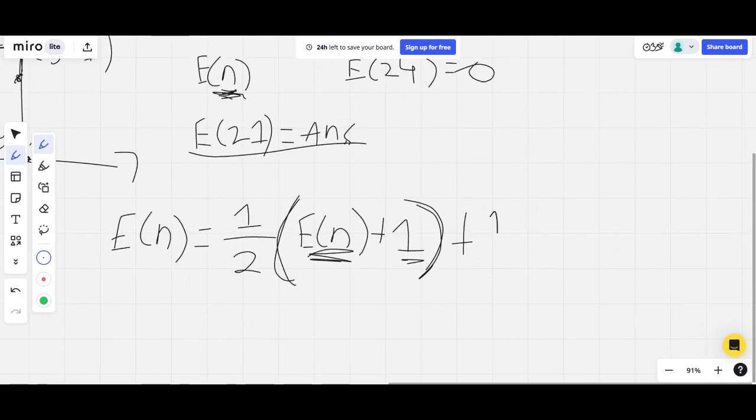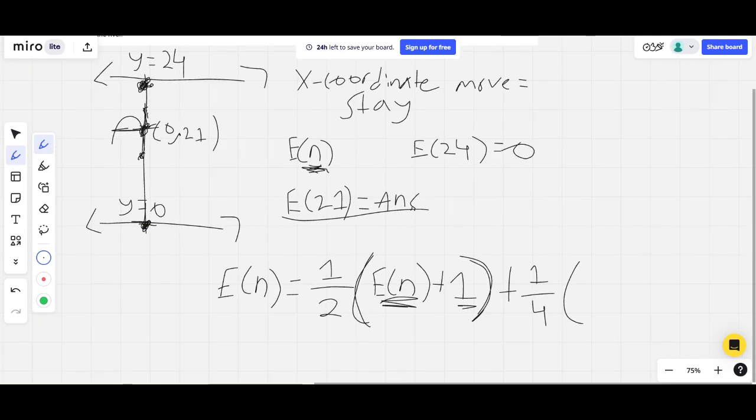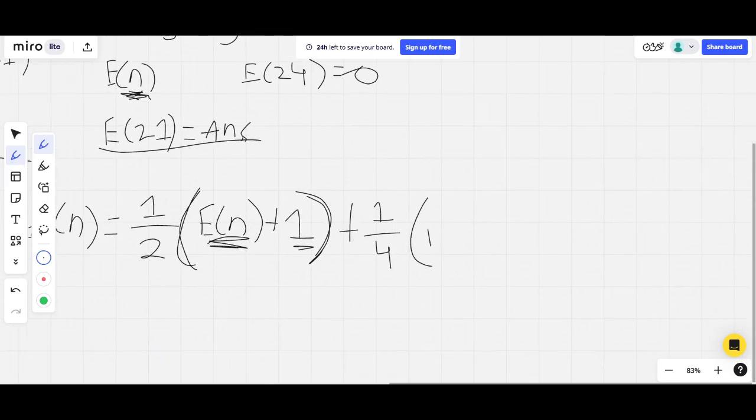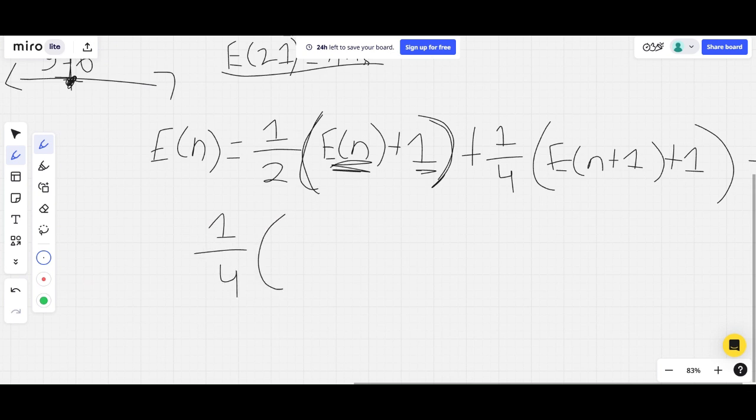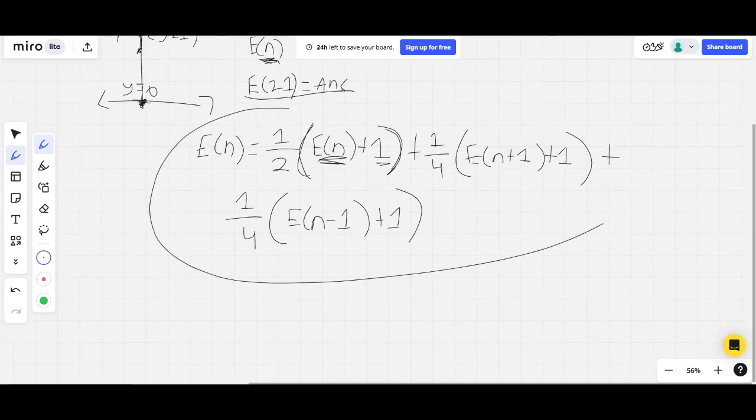And then there is a 1/4 probability that he moves up. So what happens if he moves up? Well, his y-coordinate changes, so we have E(n+1), but he also jumped once, so we add an extra jump: E(n+1) plus 1. And the same thing if he moves down. He still has one extra jump, and his expected number of jumps is E(n-1) plus 1. Okay, so this is our recursive equation.